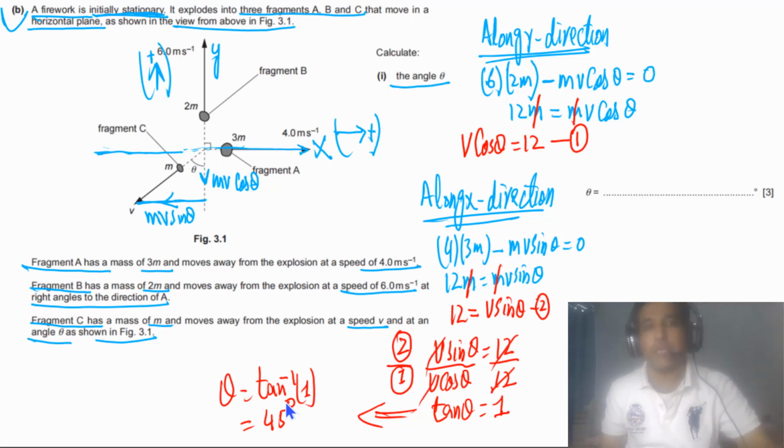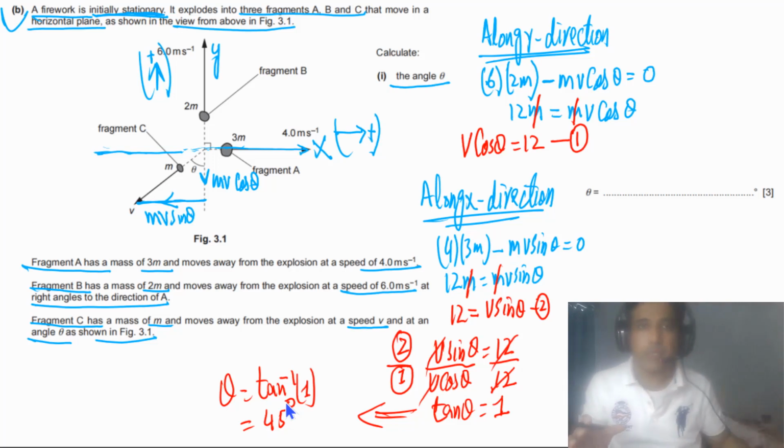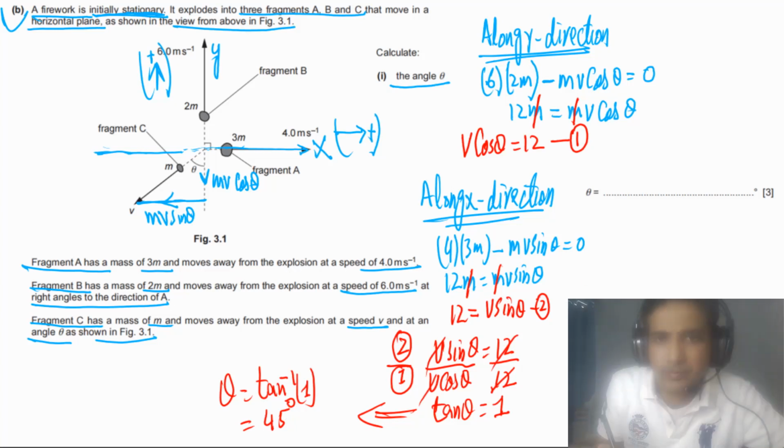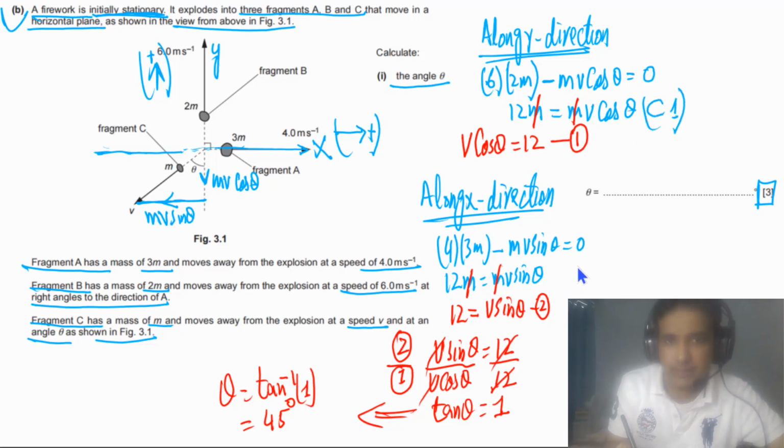So this is how we can answer a nice question about momentum in 2 dimensions. This question has 3 marks. The first C mark you will get if you have written this equation, and the second C mark you will get if you have written the second equation, and the third mark is the answer mark. If you have got the right answer, you will get 3 marks.